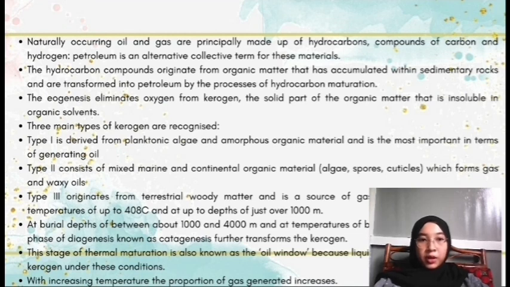Three main types of kerogen are recognized. Type 1 is derived from planktonic algae and amorphous organic material and is the most important in terms of generating oil. Type 2 consists of mixed marine and continental organic material, algae, spores, and particles, which form gas and waxy oil. And type 3 originates from terrestrial woody matter and is a source of gas only.